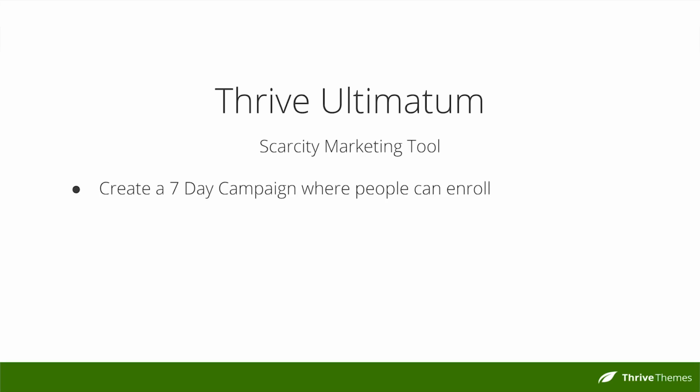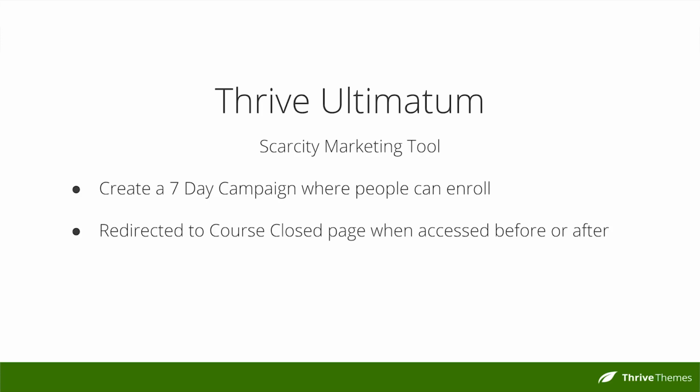So let's say you're going to create a 7-day campaign where people can purchase your online course. If they try to access the sales page before that, they'll be redirected to a course closed page. And if they try to access it afterwards, they'll be redirected to that same page. It's only during those 7 days that they're actually able to purchase your course. We also want to add countdown timers on your sales page and on the checkout page so that people know how much time they have left to buy. Let's go through how you would set this up.